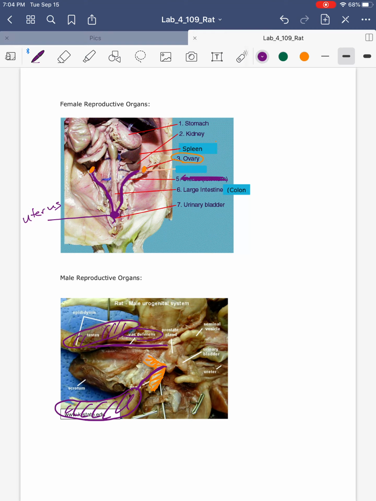Okay, everyone, good luck on this one. Labeling major organs and directional terms and planes. You can do it.